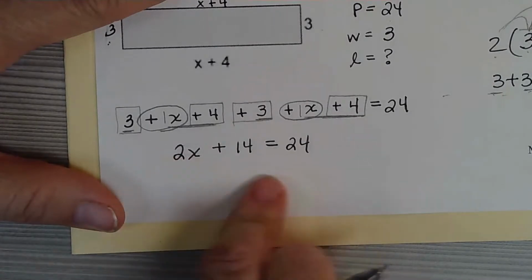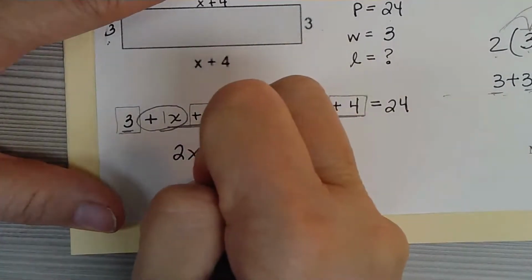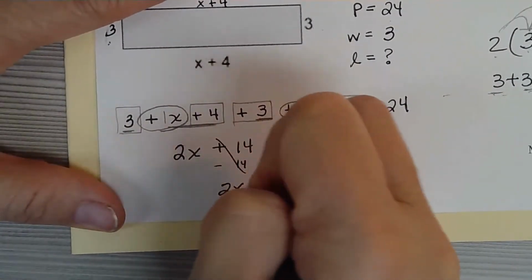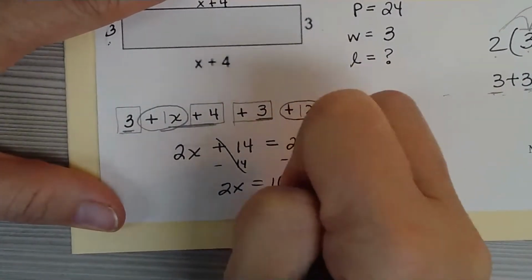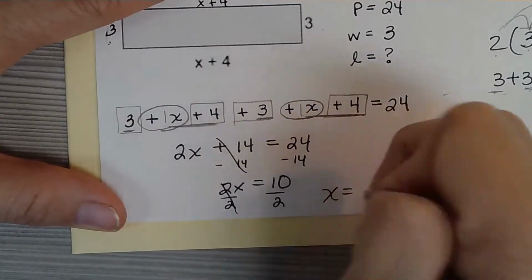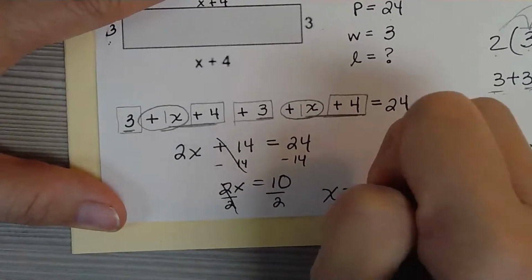Now, that looks like a more reasonable equation, right? Minus 14. 2x equals 10. Divide by 2. x equals 10 divided by 2 is 5.